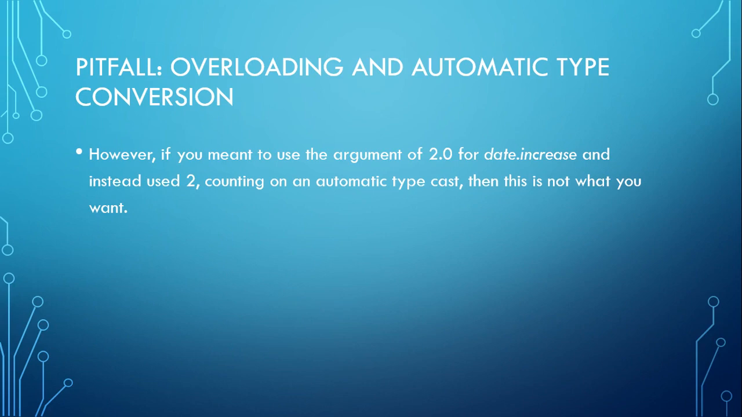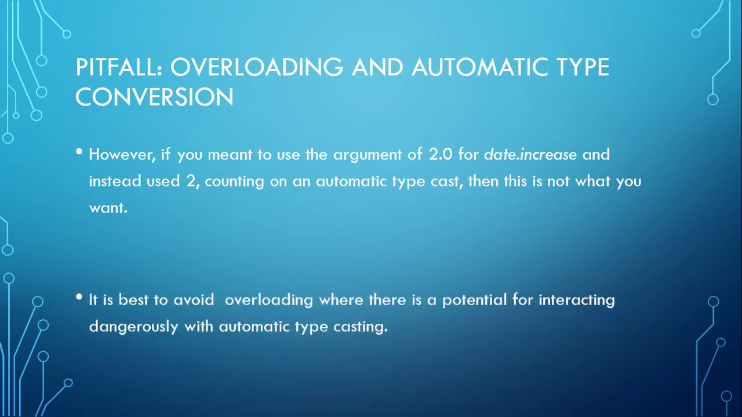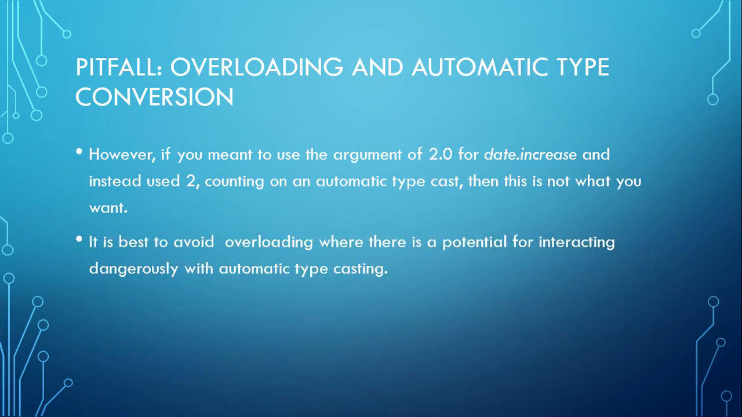However, if we use the argument of 2.0 for date.increase and instead use 2, counting on it to do an automatic typecast, then this is not what you want. It's best to avoid overloading where there is a potential for interacting dangerously with automatic type conversion.